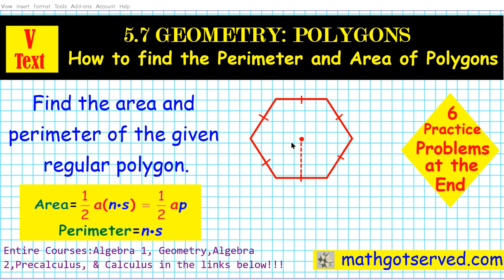In this clip, we're going to be going over section 5.7 of our virtual geometry text on polygons. We're going to be looking at how to find perimeter and areas of polygons. A sample problem that we're going to be covering in this tutorial is presented here. Find the area and perimeter of the given regular polygon. So we have a regular polygon here, and we're to find the area and the perimeter. We're going to be using the formulas presented here.